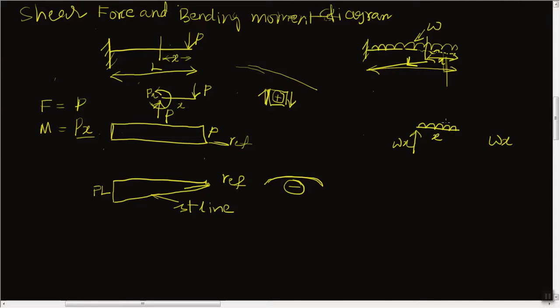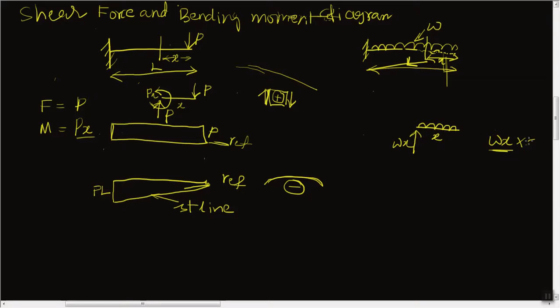About this point it can rotate due to this load. Whatever moment this UDL is creating in the clockwise direction, the same moment we have to add here in the opposite direction. The total moment created by the uniformly distributed load is equal to the total load, that is Wx, into the distance. This total load is considered to be acting at the center of gravity of the load, exactly in the middle. So the distance from this point to that center of gravity is x by 2.